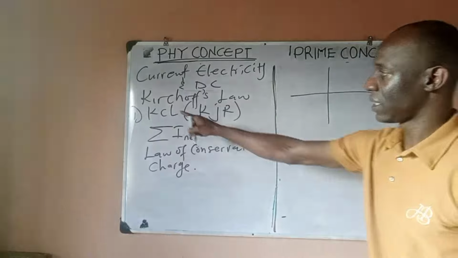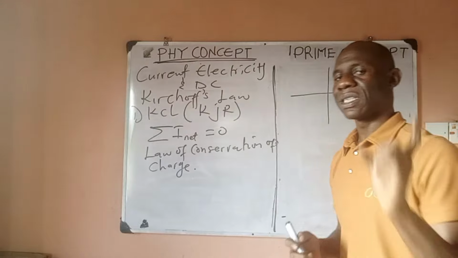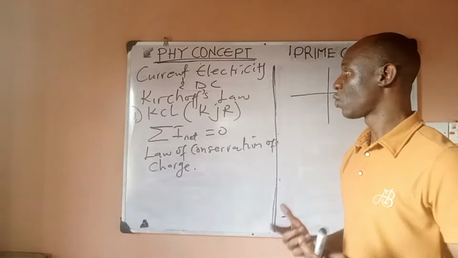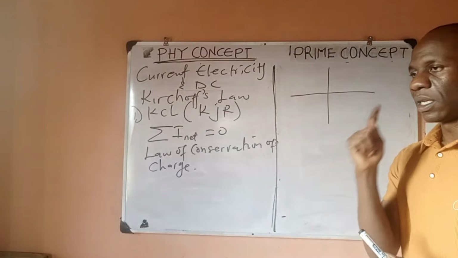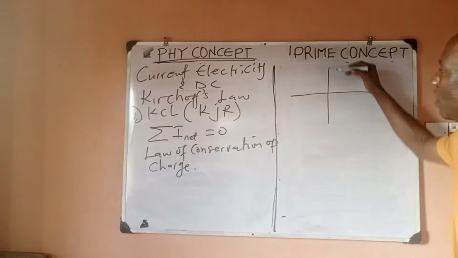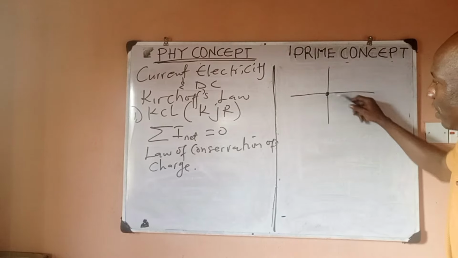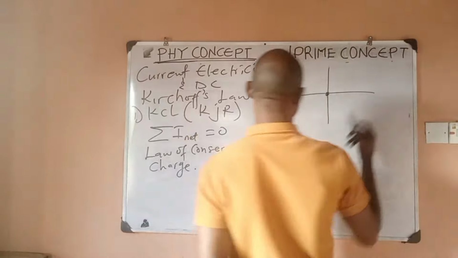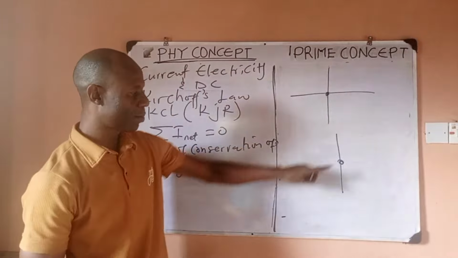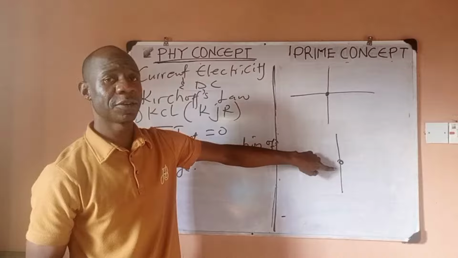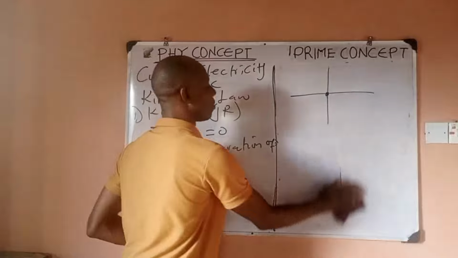Remember KCL says that the total current going into a junction equals the total current leaving the junction. So what you want to ask yourself is, what is a junction? A junction is a point where 3 or more wires meet. You can see that this is a junction because I have 1 wire, 2, 3, and 4 wires. If I have something like this, can I call this point a junction? This point is not qualified to be called a junction because it's only 2 wires that are meeting here.